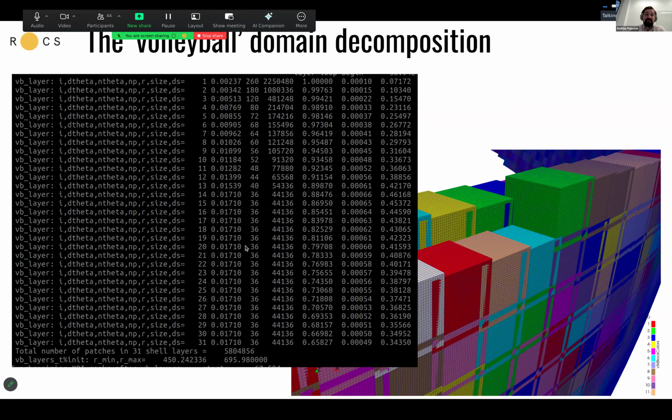And you can see that at the bottom we kind of leave a constant number of patches just for convenience, because those layers are virtually for free, and a higher resolution at the bottom sometimes might be really beneficial.